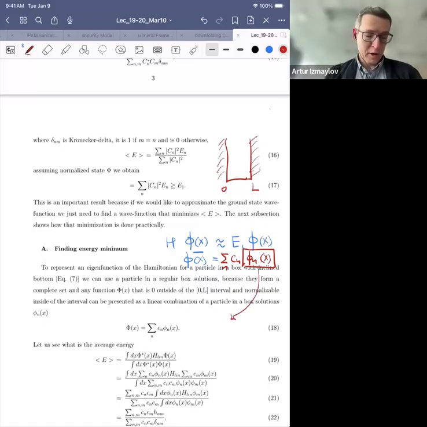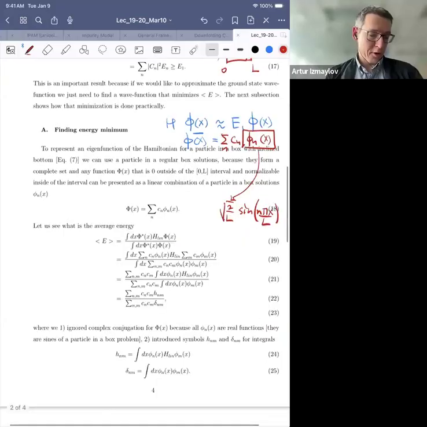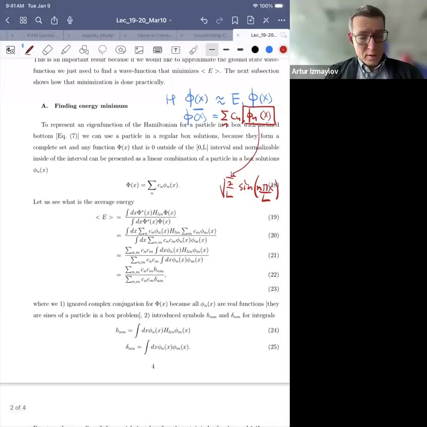Everybody can write them as the square root of 2 over L times sine of n pi x divided by L, right? So this is the n dependence. We introduced them in the previous two lectures. Now, if you have this sum with a few terms, you can look for the coefficients here. What would be the criterion to optimize or look for these coefficients?